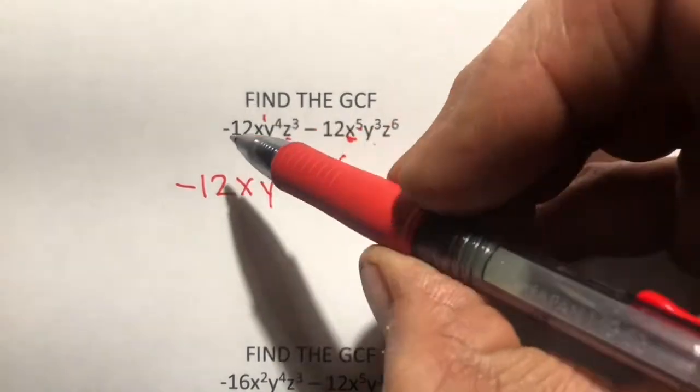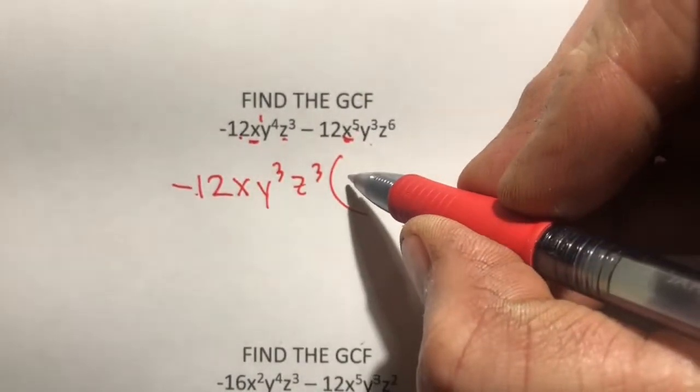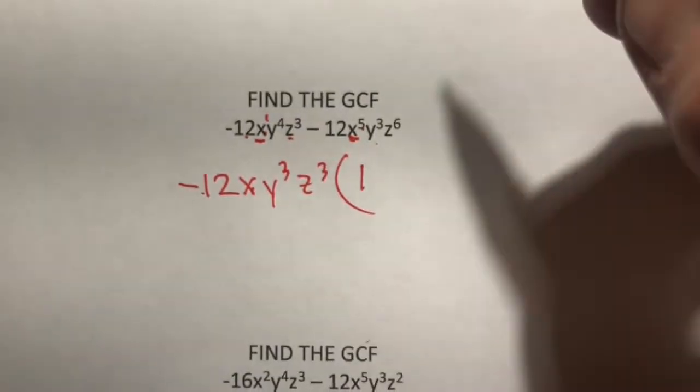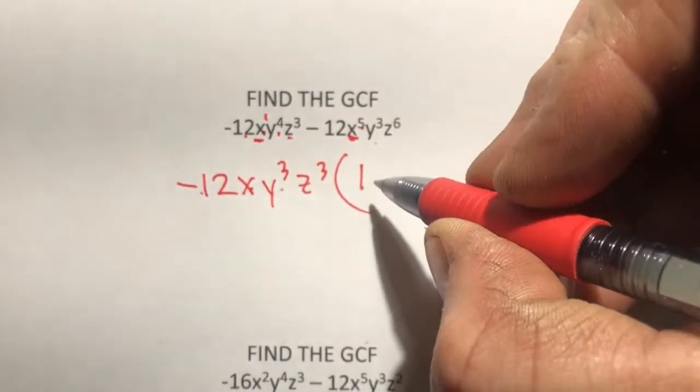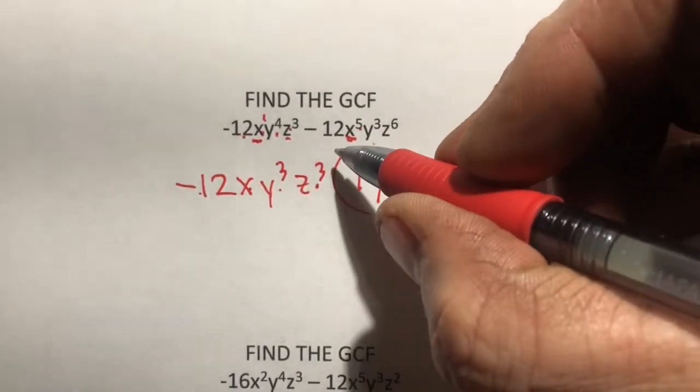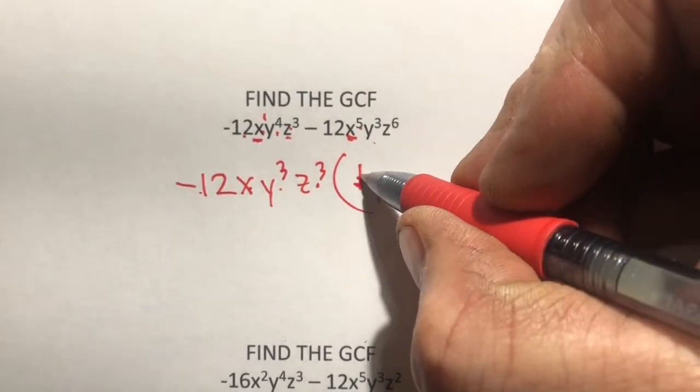Now I want to divide it out. So negative 12 divided by negative 12 is a 1. x divided out x would have no x now. y^4 divided out y^3 would be a y. z^3 divided out of z^3, I would have no z. So there you go. All I have is a 1y, or just a y. I really don't have to have the 1.